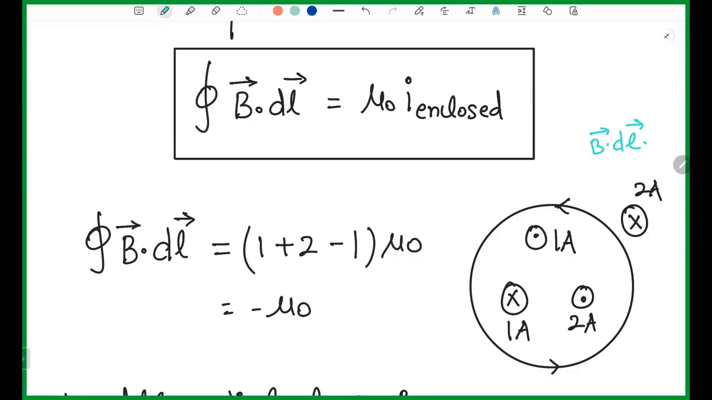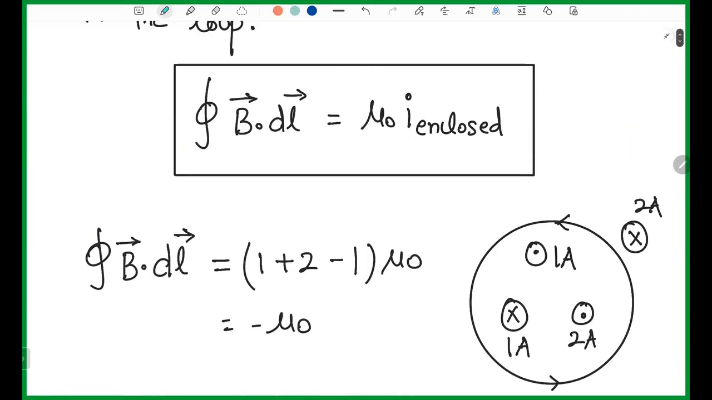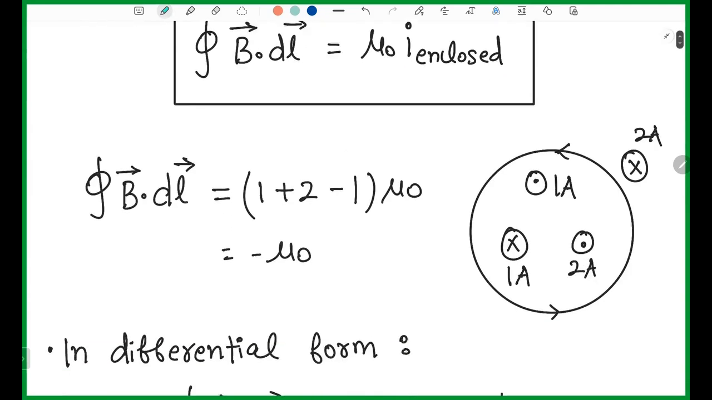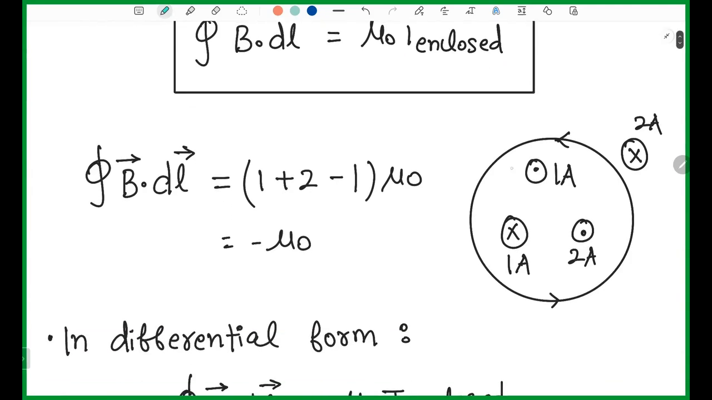So you are doing the line integration of the magnetic field along a closed path, and this will always be equal to mu naught times the current enclosed by the path. For example, in this case, if I do the B dot dl, how much current is enclosed in it? This dot means the current is coming out. So 1 ampere is coming out, 2 ampere is coming out.